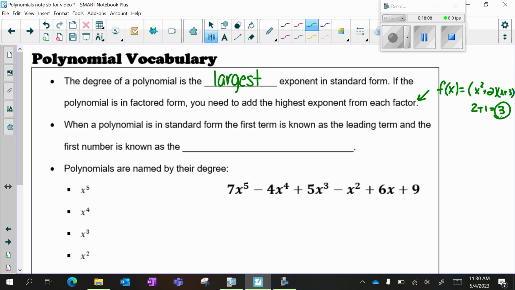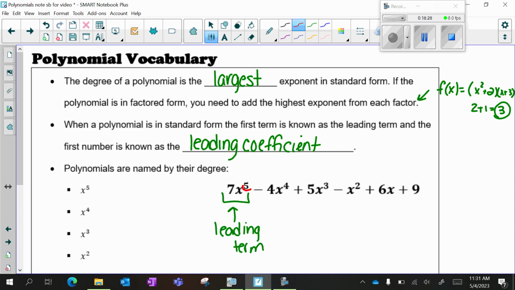When a polynomial is in standard form, our first term is known as our leading term, and the first number is known as the leading coefficient. So I have an example right below that we're going to talk about here. My leading term is 7x to the 5th. This is in standard form. So my highest exponent is 5, which means I have a degree of 5. My leading coefficient is 7.